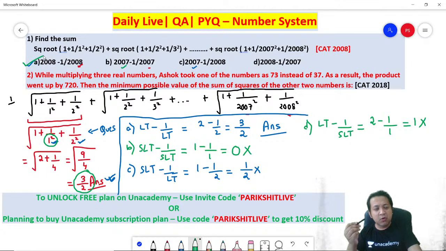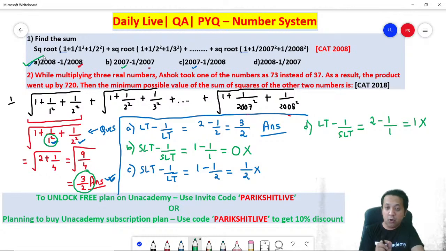Now what did I show you? I'm showing you ways where you can tick the correct answer without even knowing how to solve the entire sum. So what did you do? You actually took help of the answer options. You rephrased the question. The examiner gave the question till 1 by 2008 square. You say, fine.